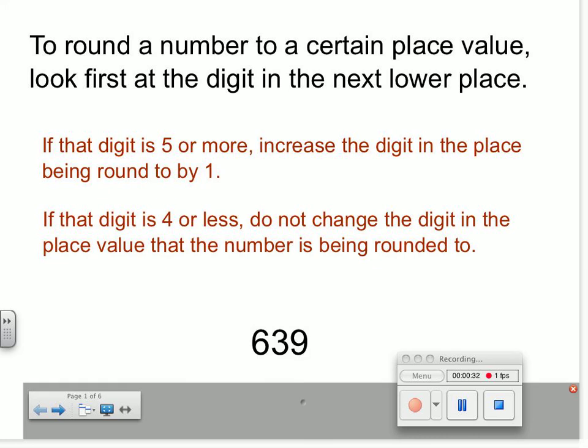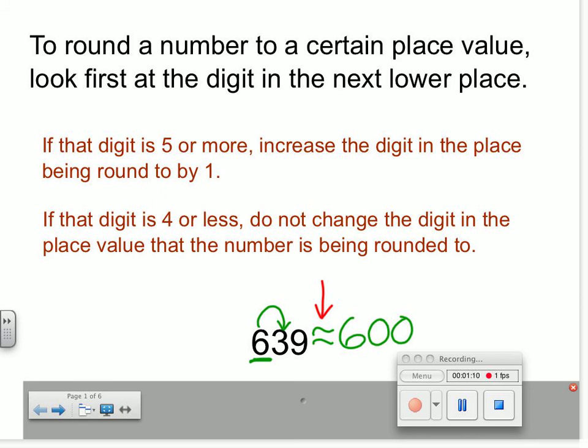So, let's look at a number that we'd all be familiar with, 639. If I wanted to round this to the hundreds place, I'm going to look next door to the next lower place value, which is the 3. And 3 is 4 or less. So that means that I am not going to change the place value I'm rounding it to, which is my 6, but everything else is going to be rounded down. So 639 is approximately or about 600. And remember, this is the symbol that we use for about or approximately, that we use when we do estimation.